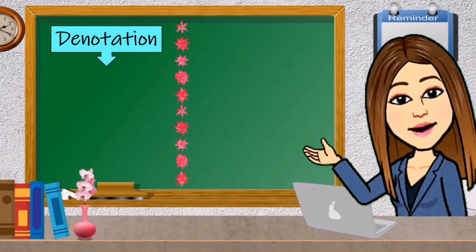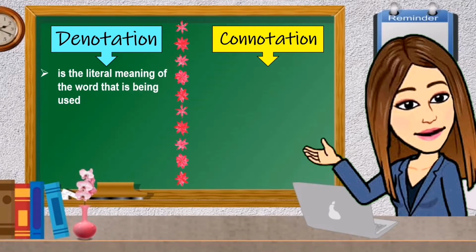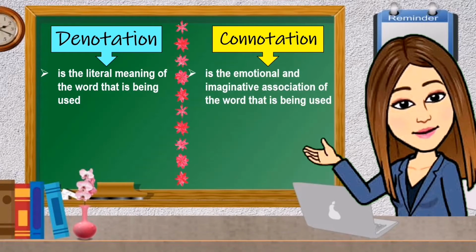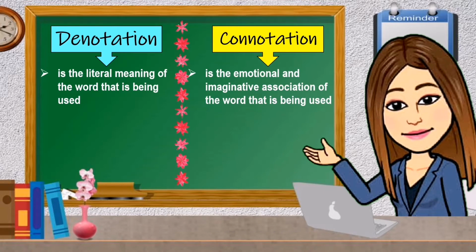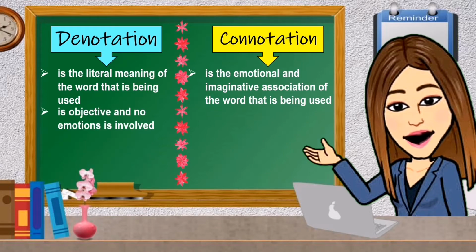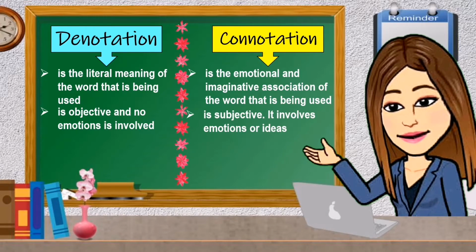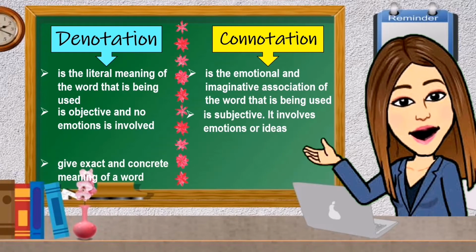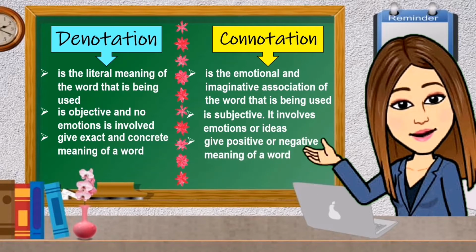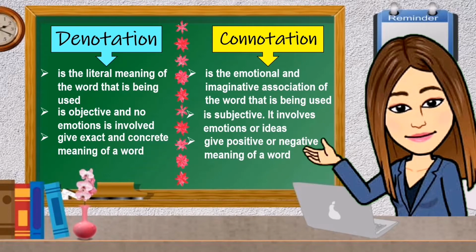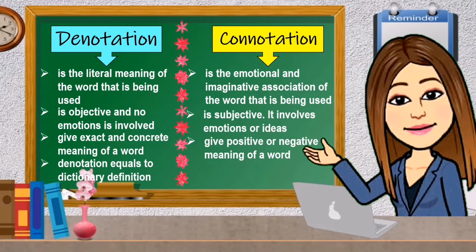Let's differentiate denotation from connotation. Denotation is the literal meaning of the word that is being used, while connotation is the emotional and imaginative association of the word that is being used. Denotation is objective and no emotions is involved, while connotation is subjective. It involves emotions or ideas. Denotation gives exact and concrete meaning of a word, while connotation gives positive or negative meaning of a word. Denotation equals dictionary definition, while connotation equals context clues.